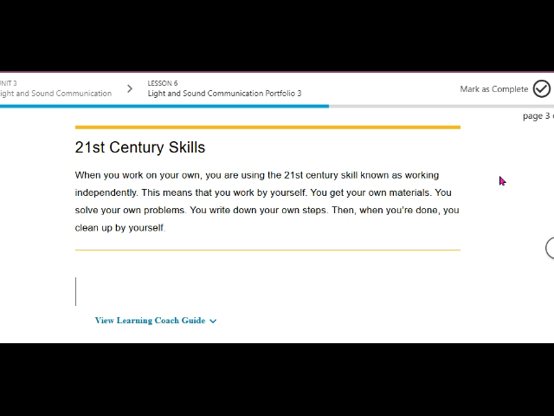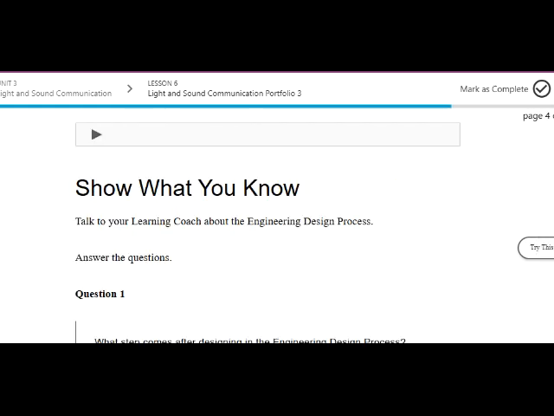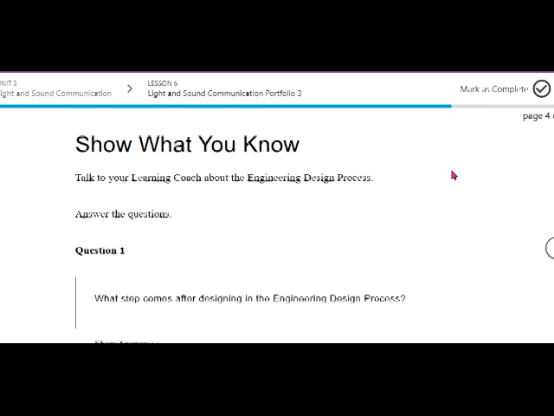When you work on your own, you are using the 21st century skill known as working independently. This means that you work by yourself. You get your own materials, you solve your own problems, you write down your own steps. Then when you're done, you clean up by yourself. Remember, you can always ask for help. There's nothing wrong with that, but you want to do as much as you possibly can independently. That will help you learn the best.